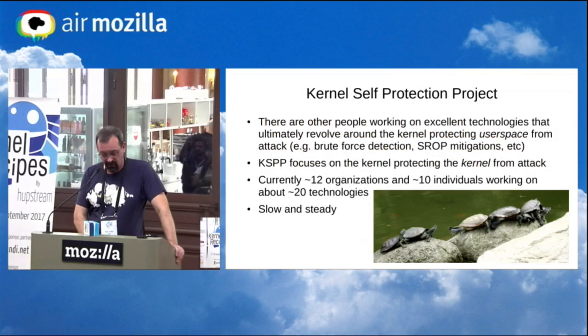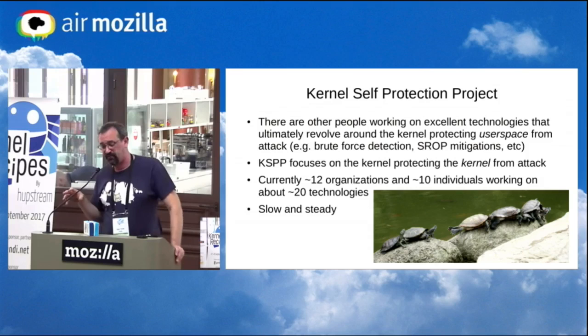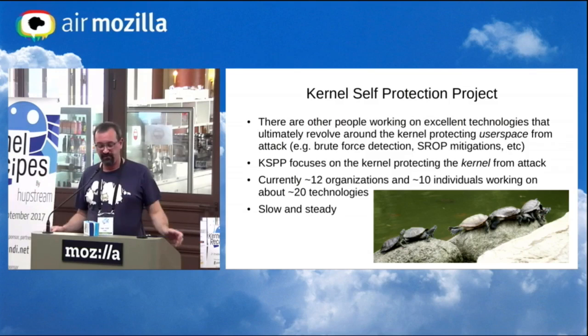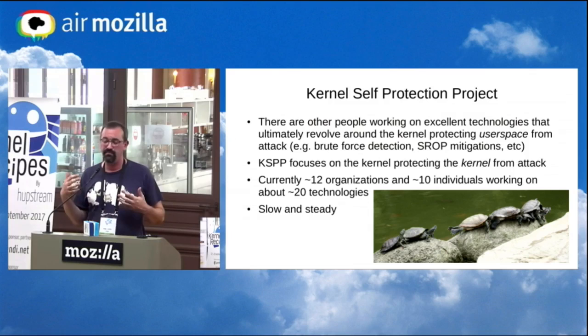One of the things I wanted to focus on for the project, again, was the self-protection of the kernel itself. There's a ton of other work that could be going on for user space defense. The kernel supported user space defenses. There's a lot of stuff, and that's also going on at the same time, but I've mostly tried to focus my own attention on just the kernel self-protection piece because it seems like it's the least examined. And right now, these numbers are a little hard to count, but there's like 12 organizations, 10 individuals, and a bunch of technologies, and I'm just looking at it as slow and steady. We're turtles slowly making our way across the desert.